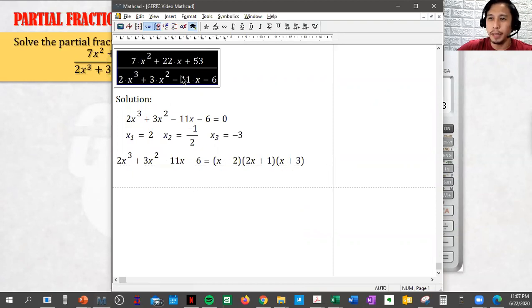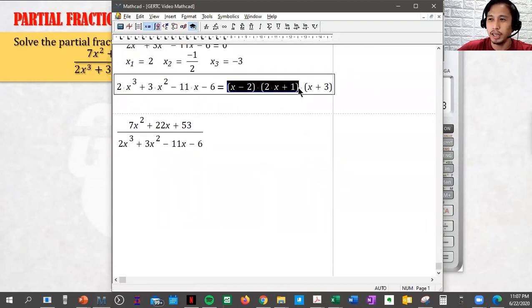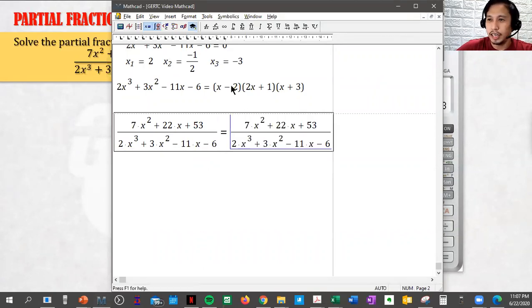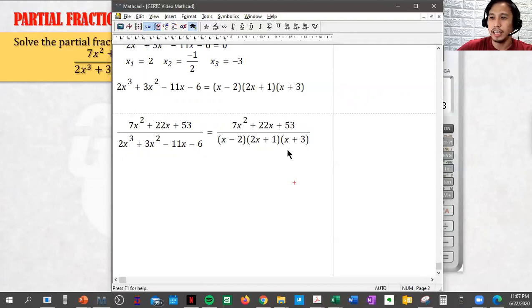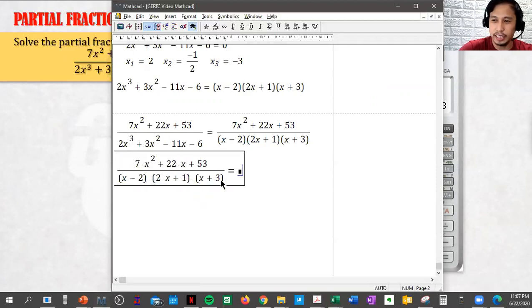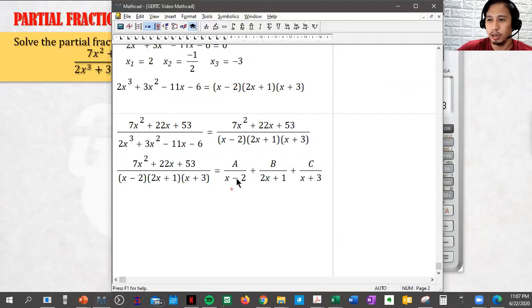Okay. Now, ibig sabihin yan, if i-rewrite natin into a factored form, yung denominator, that is equal to this, then the denominator is this. Okay? And rewriting this into its decomposition, this is equal to a over x minus 2 plus b over 2x plus 1 plus c over x plus 3. Now, take note that pwede mong i-interchange ito. Like, pwede mauna ka sa 2x plus 1 instead of x minus 2. Bale, yung magiging numerator ng 2x plus 1 is a.